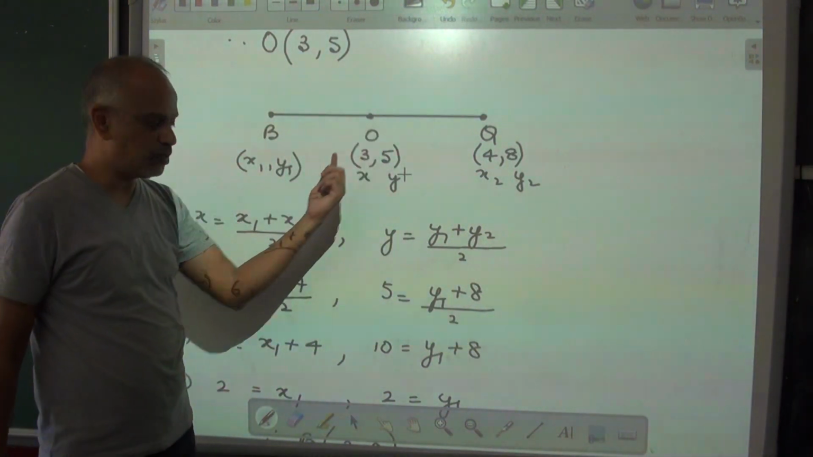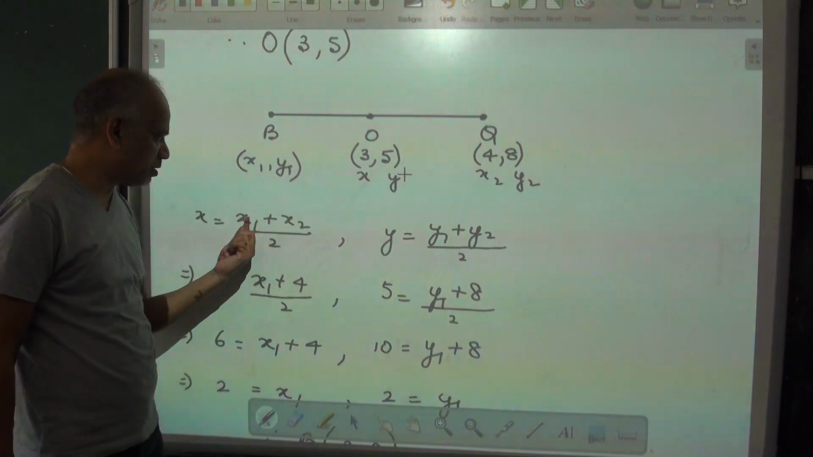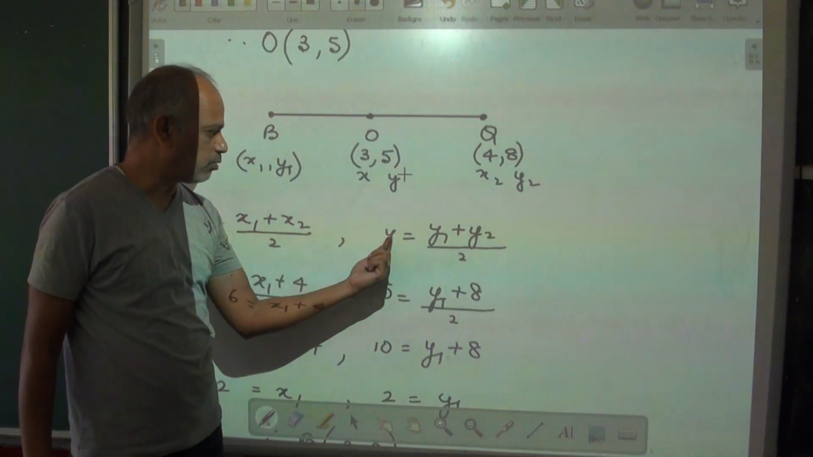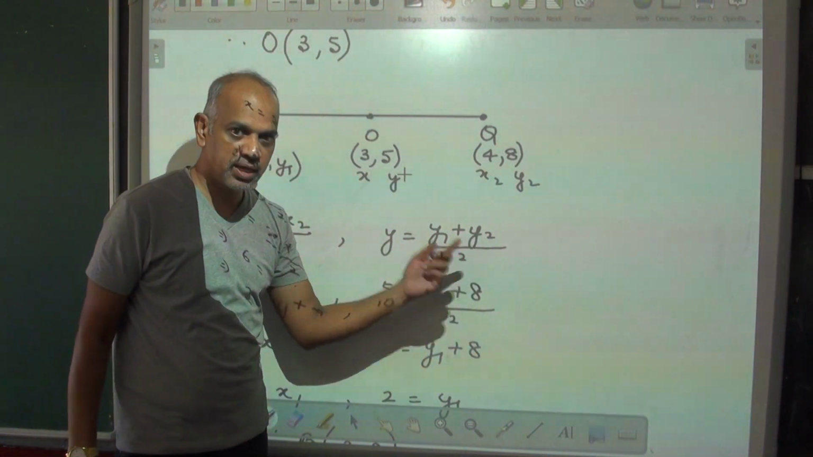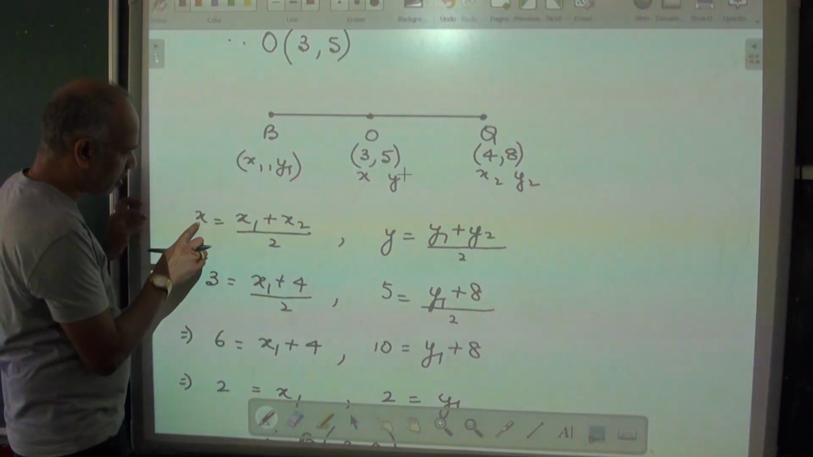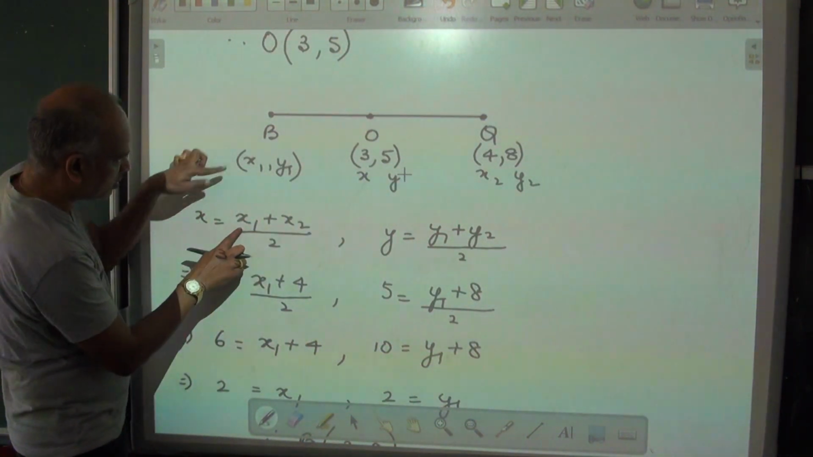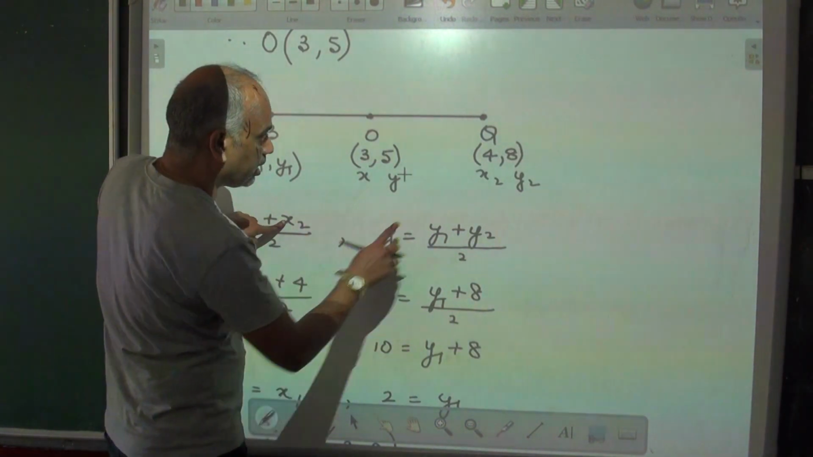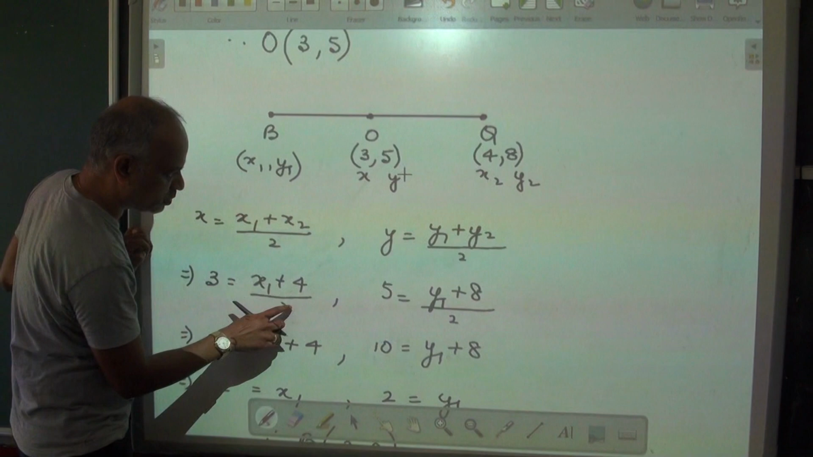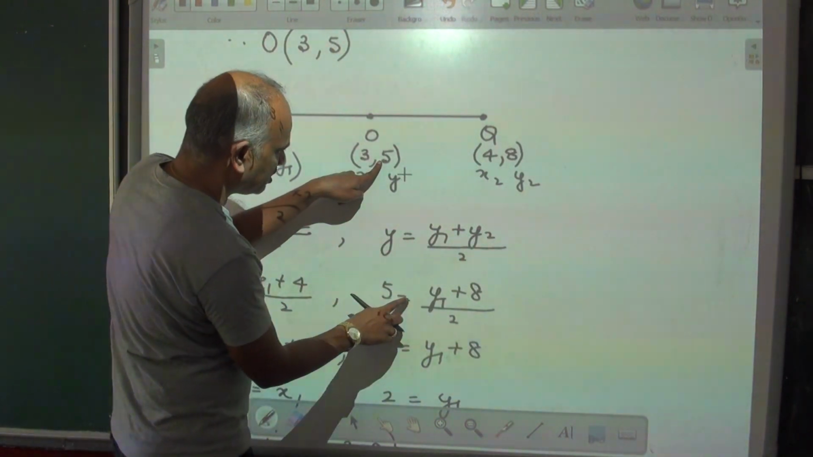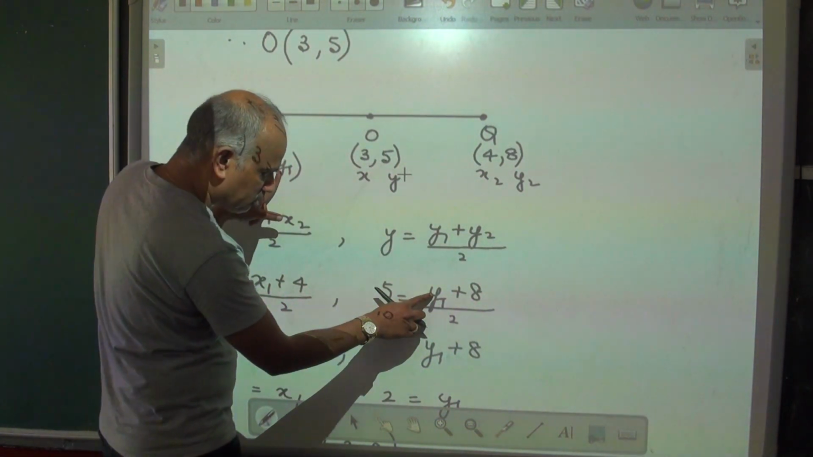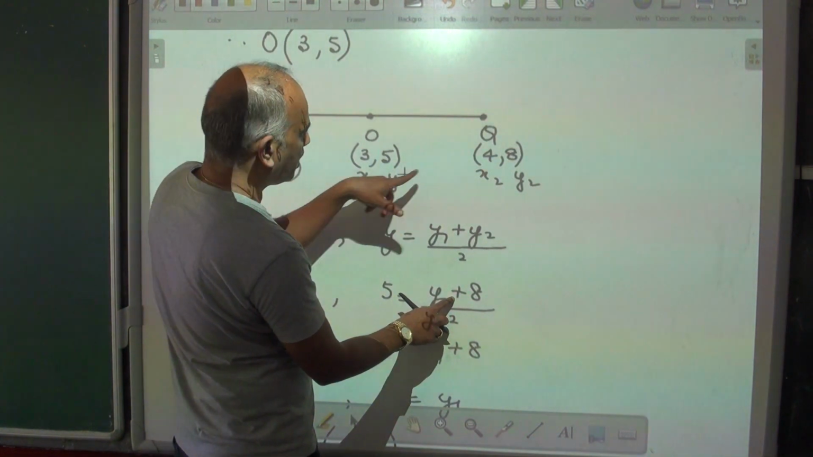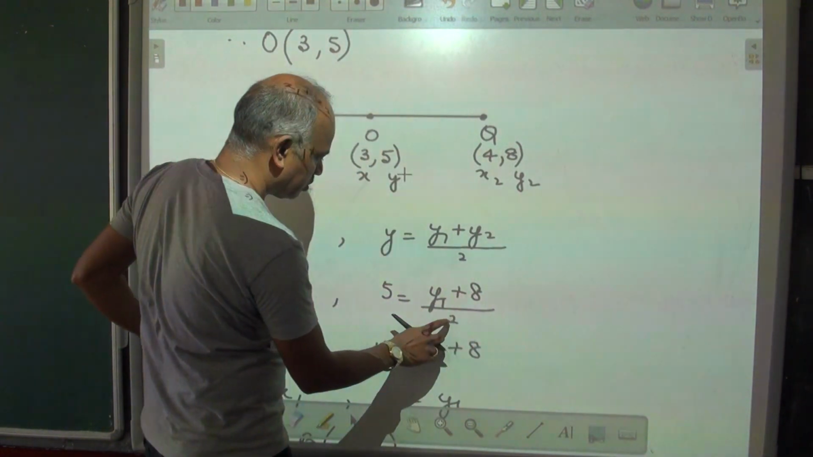Again, this is the midpoint, so use the midpoint formula. X is equal to (x1 plus x2) divided by 2, and y is equal to (y1 plus y2) divided by 2. Put the values now. X is 3, equal to x1 is not known, plus x2 is 4, divided by 2. Y value is 5, equal to y1 is not known, plus y2 is 8, divided by 2.